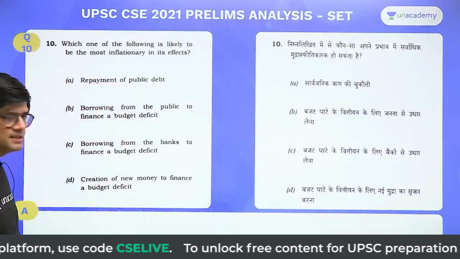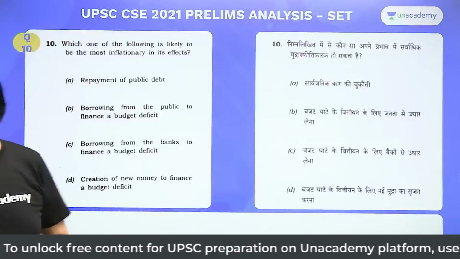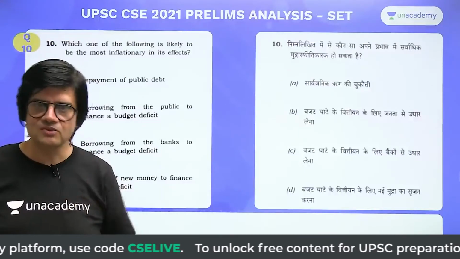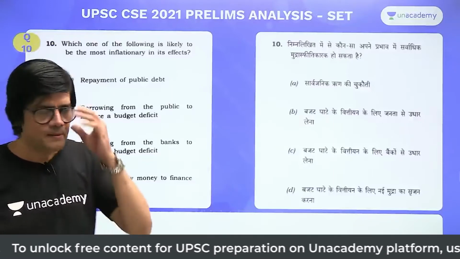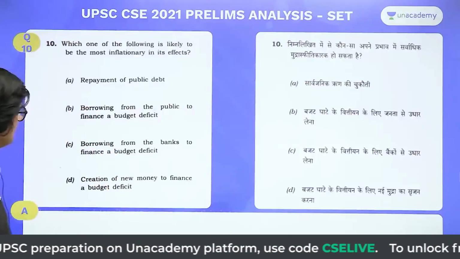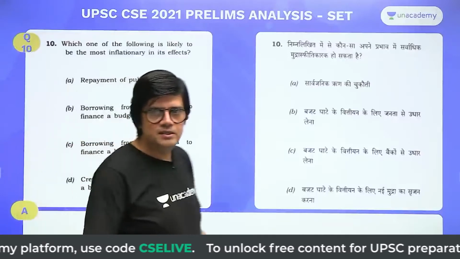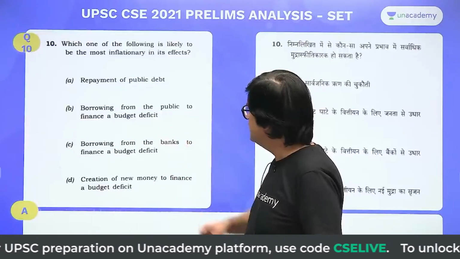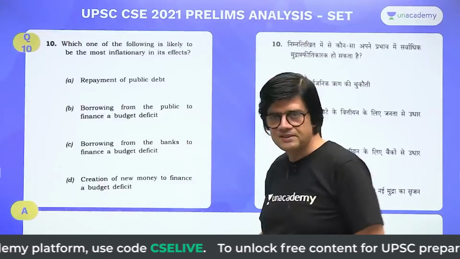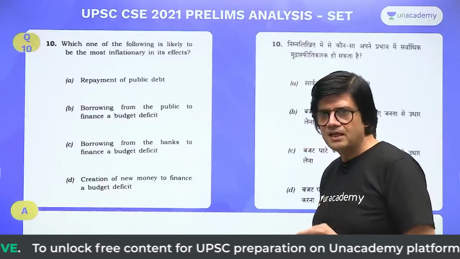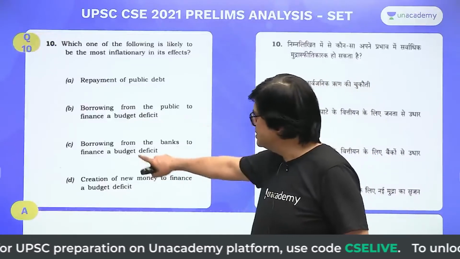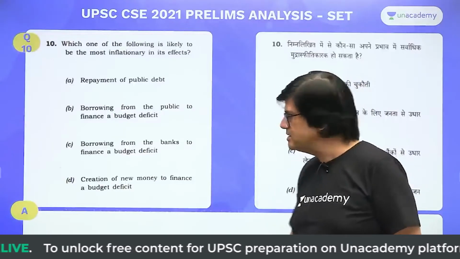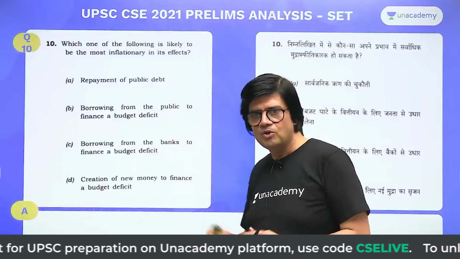Repayment of public debt. If the government is making repayment of public debt, that means large quantities of borrowings which had earlier been there are being repaid. That in turn would reduce the money supply, and therefore that is not going to be the option here. Borrowing from the public to finance a budget deficit will amount to mopping up capital from the public, so it will also not be the right option. Borrowing from the banks to finance a budget deficit amounts to basically the same thing. Both B as well as C will have more or less the same impact.